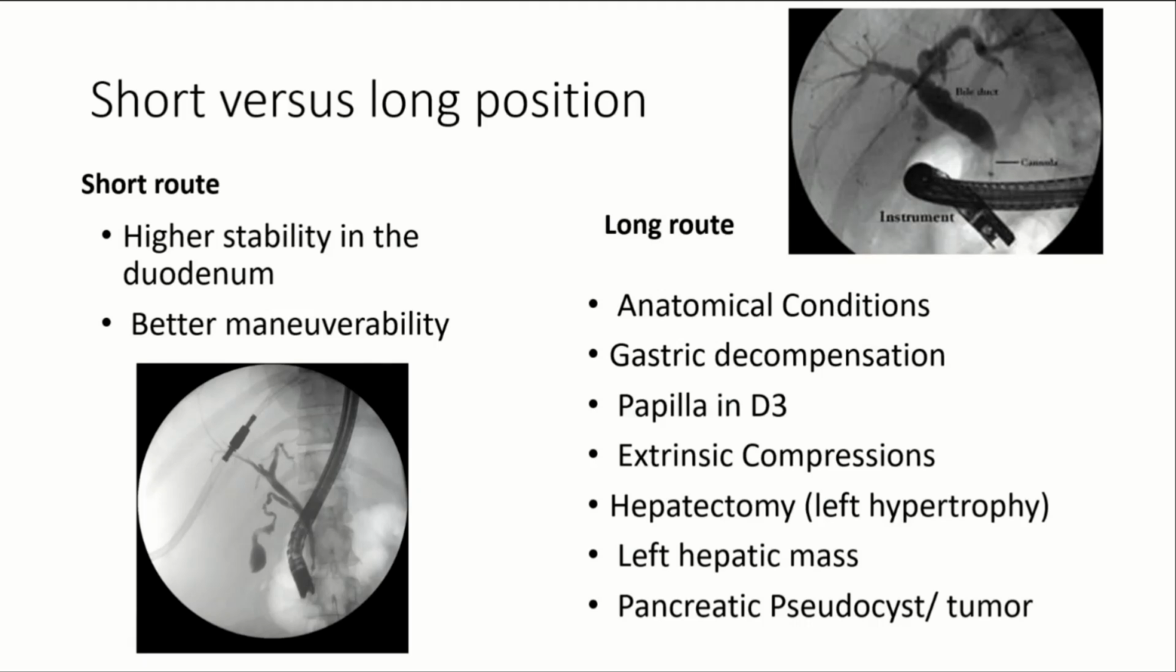Anatomical conditions may require that, or gastric decompression, if the papilla is a bit lower in the third part of the duodenum, if there is extrinsic compression, or hepatectomy, left hepatic mass, or a pancreatic pseudocyst. This maneuver with the long route should be done in a gentle way, because there is always the possibility that you can perforate the first part of the duodenum with the angle of the duodenoscope.